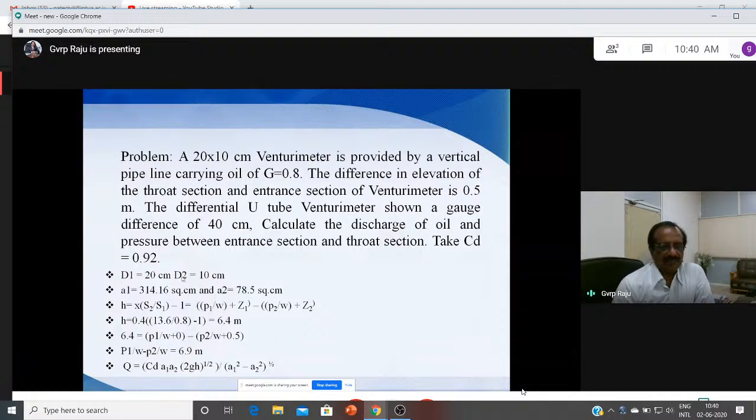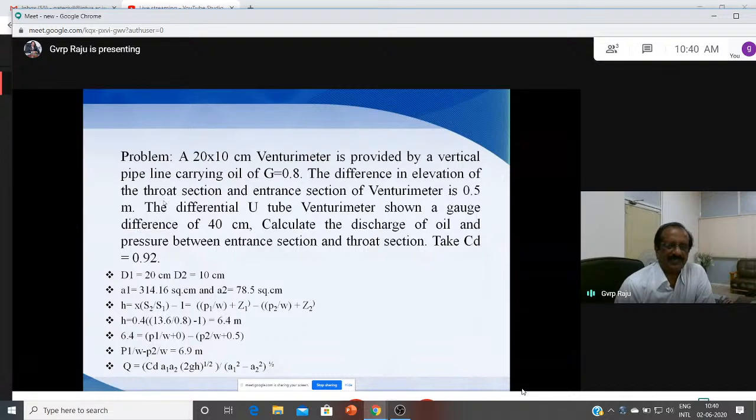D1 is equal to 20 centimeters and D2 is equal to 10 centimeters. So A1 is equal to 314.16 square centimeters. Based on 20 centimeters, you can find out the area, and based on D2, pi D1 square by 4 and pi D2 square by 4. And A2 is equal to 78.5 square centimeters.